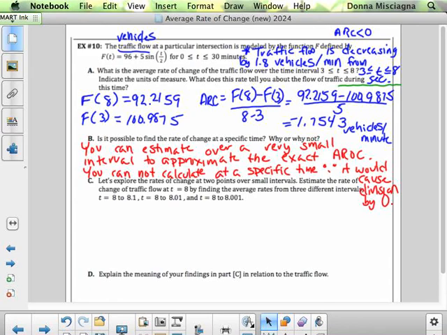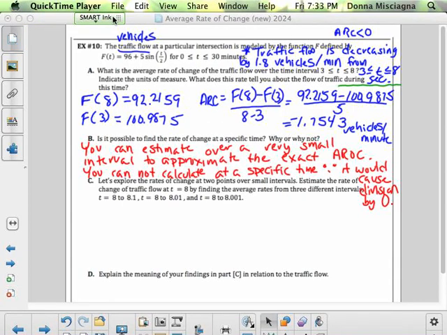Now let's explore the rate of change over small intervals. Estimate the rate of change of traffic flow at t equals 8 by finding the average rates of change from 3 different intervals. T equals 8 to 8.1, t equals 8 to 8.01, and t equals 8 to 8.001. We're going to set it up, and I'm going to give you the average rate of change. We're not going to have all of the computations on this one. I don't think we could fit 3 of them, quite honestly.